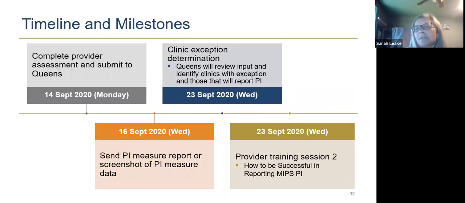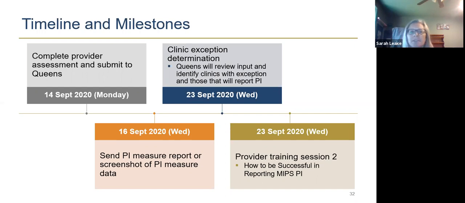Some key dates for clinics or providers are noted on this slide. We have been reviewing those various sections within that assessment that you had received, and we're asking you to complete it regarding the current state of your EHR and your readiness or preparedness for reporting promoting interoperability. That was requested by September 14th, which is next Monday.